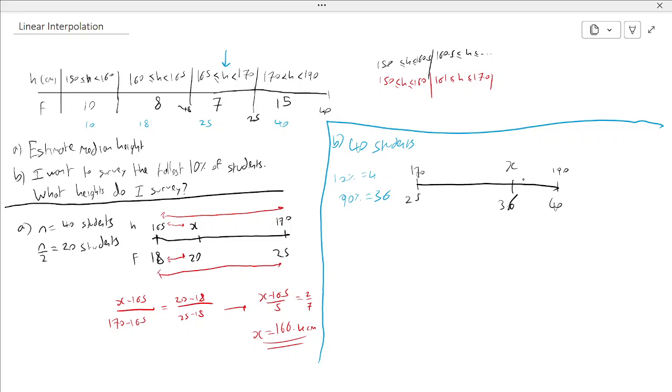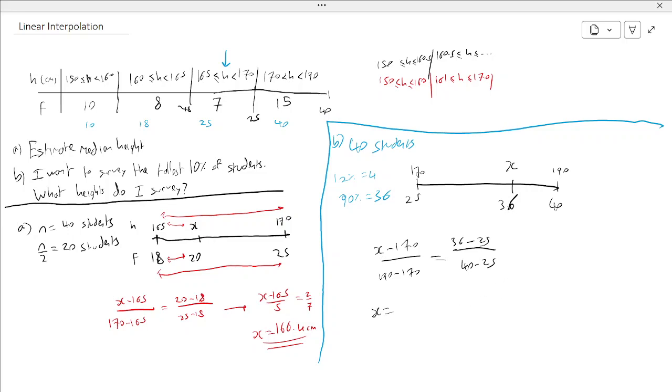So it's the same idea, just phrased slightly differently. Again, you can even pause yourself, try and find x. We'll do x minus 170 over 190 minus 170 is 36 minus 25 over 40 minus 25. And then solve for x.